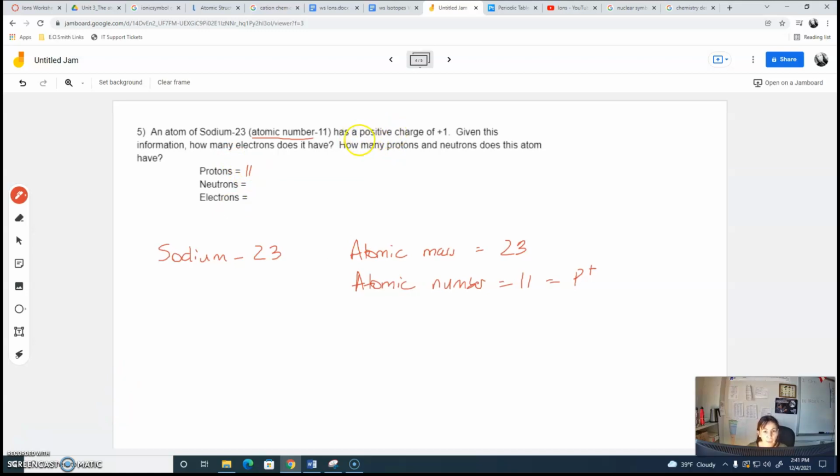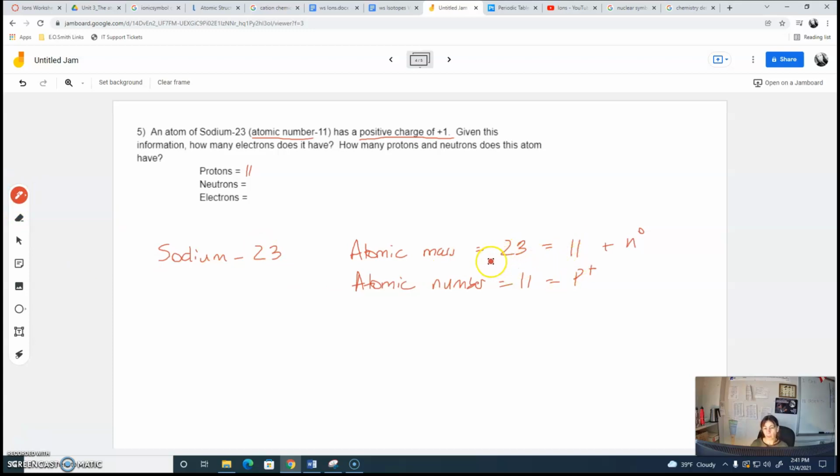Finally, I'm told about this positive charge of +1. So let's see what we can do with this piece of information here. Atomic mass is 23. What do I know about that? Well, I know that atomic mass is equal to the number of protons plus the number of neutrons. But I already found my protons, 11. So why don't I just replace this P with the number 11, because I already found that.